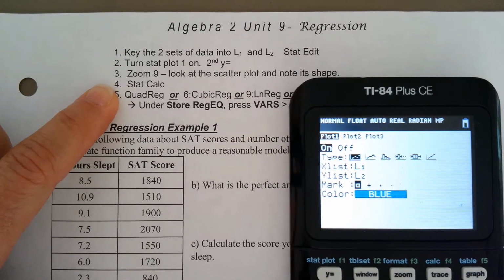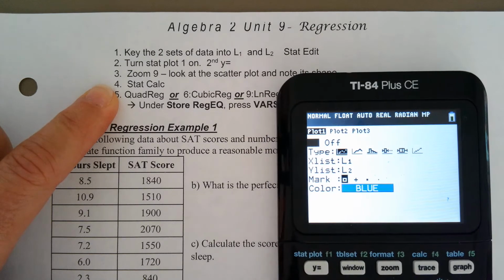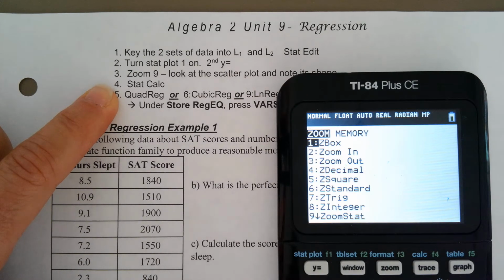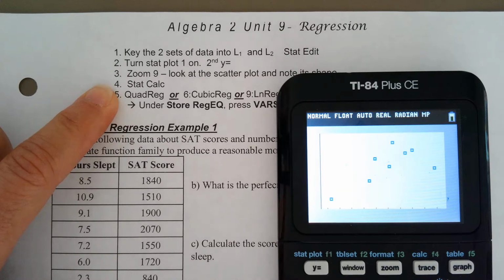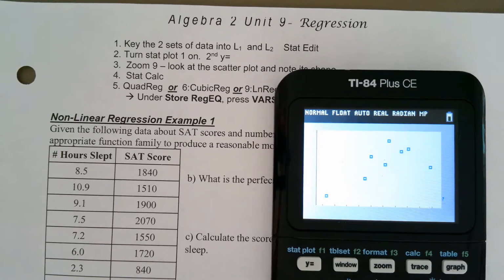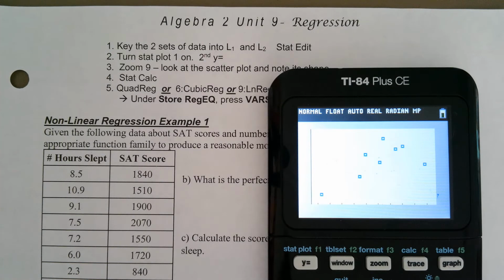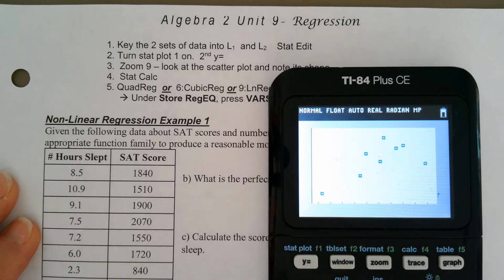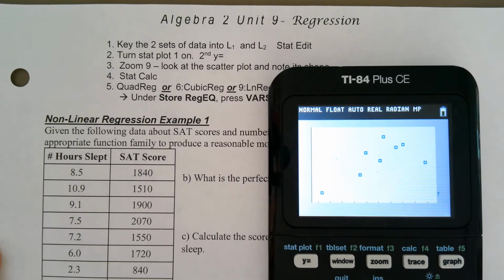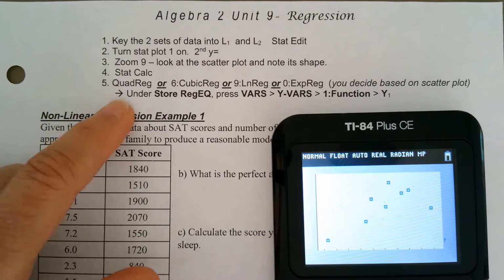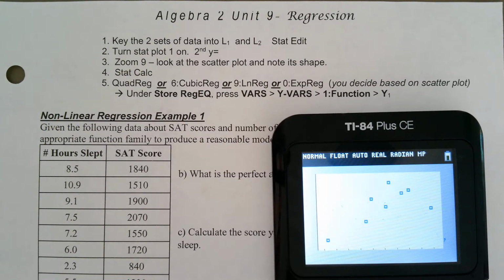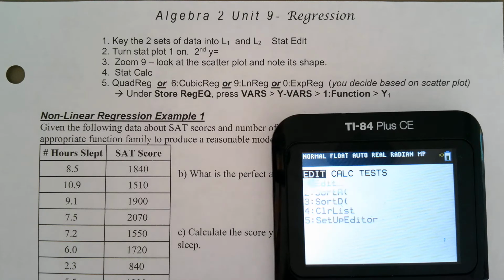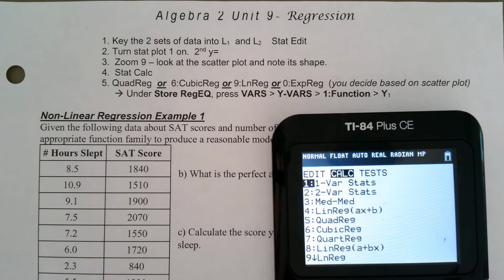Then we do a zoom 9 to look at the scatter plot and note its shape. And zoom 9. There's the scatter plot. Well, it looks like it may be a little quadratic. Right? I'm going to say it's quadratic. Not the best fit quadratic, but we'll call it quadratic. And we press Stat Calc.